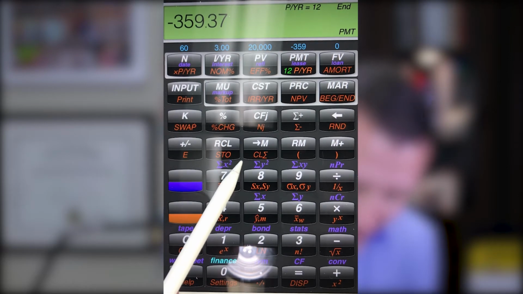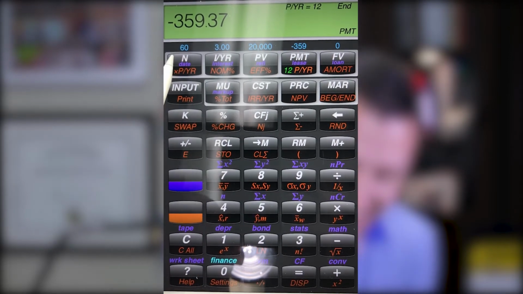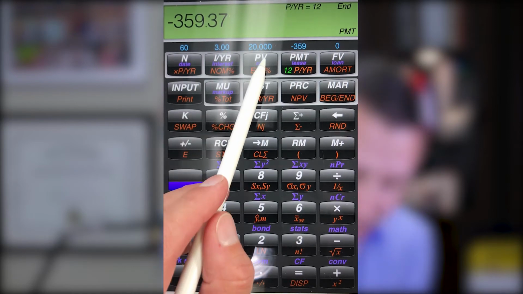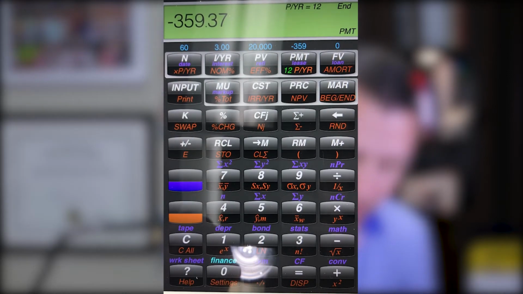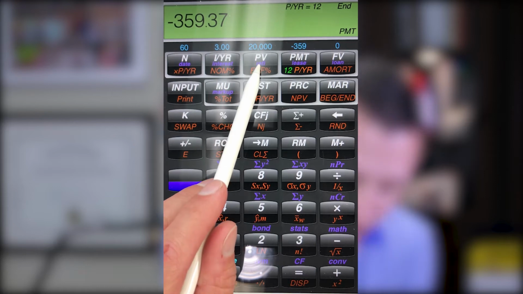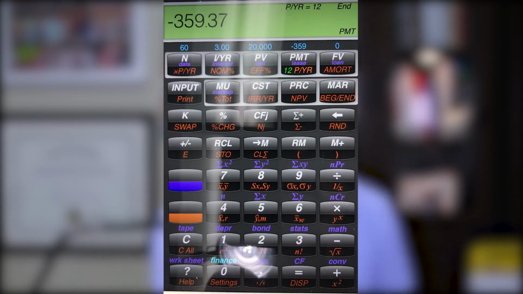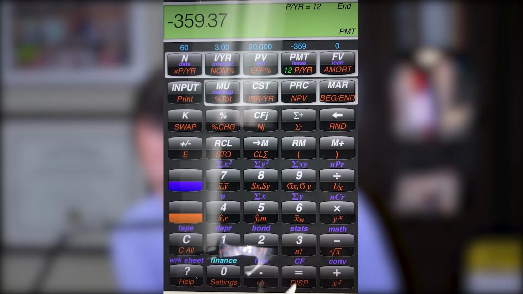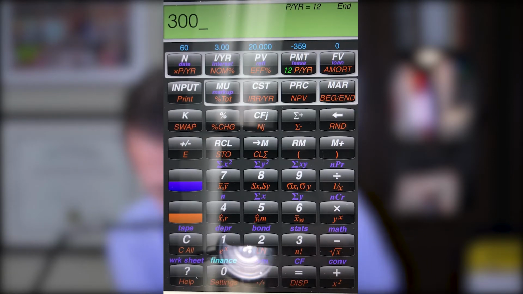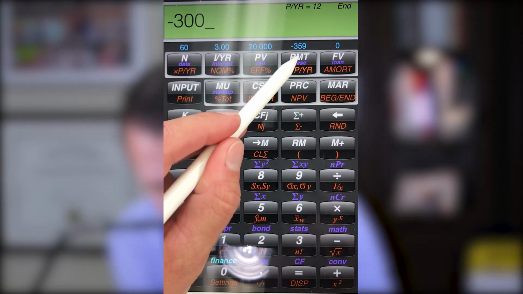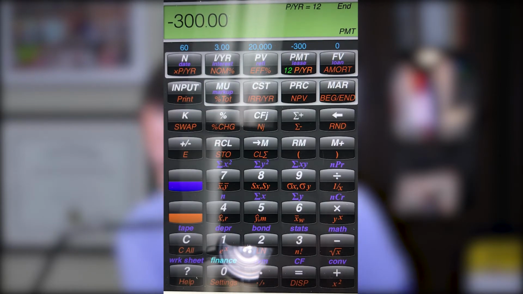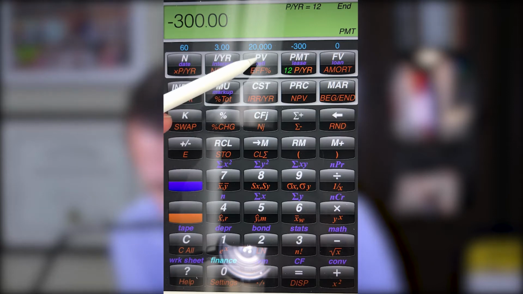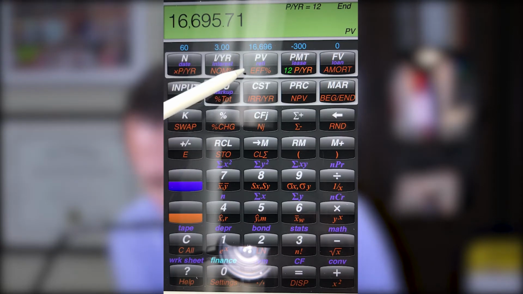So what we can take a look at is we can either extend it past 5 years, or put more down to get a lower payment. So let's put more down to get a lower payment. If you already know what we can pay, let's say it's $300, we're paying it, so we hit the negative key and put it in for the payment.